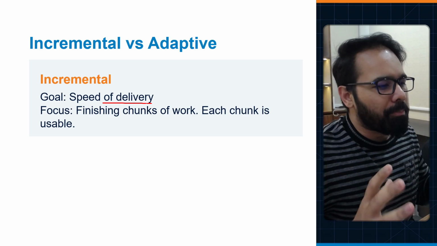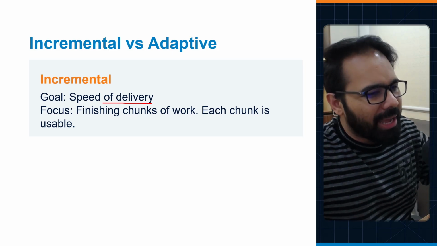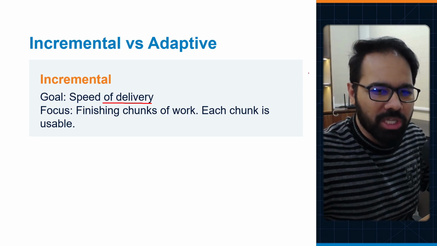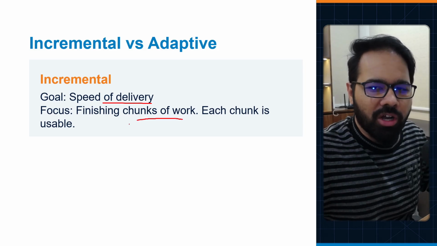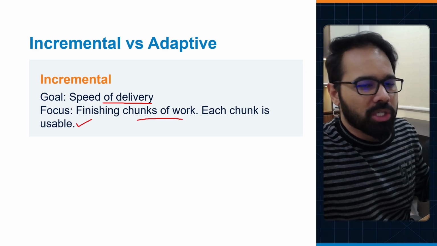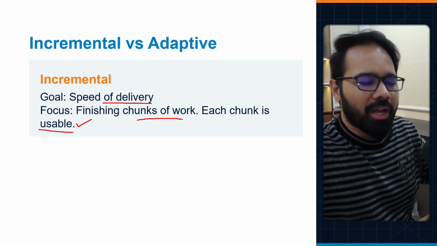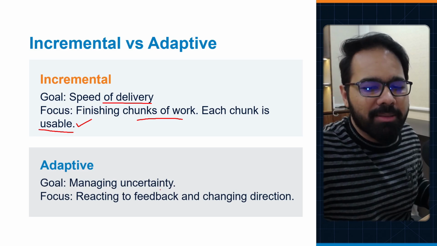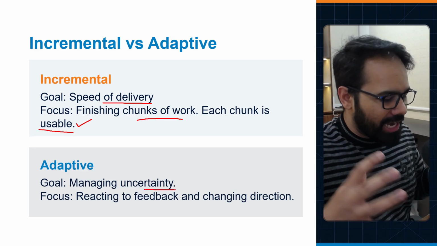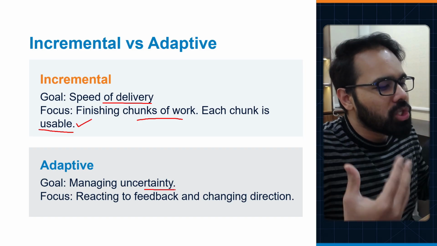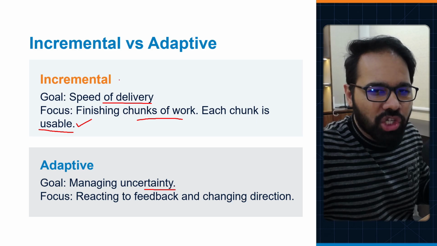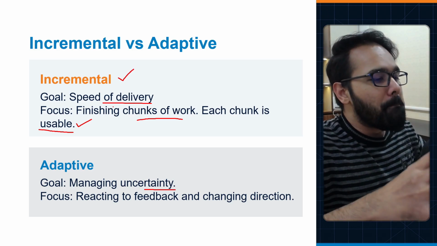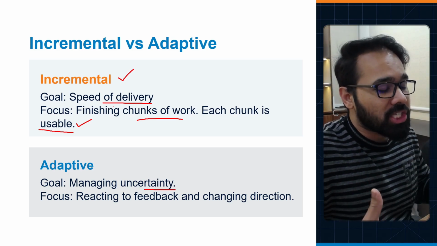You are building the product piece by piece, brick by brick, and each piece is usable by the customer. So the focus here is finishing chunks of work, and each chunk is usable. Remember, it has to be usable. Otherwise, it won't be a chunk. Now, what exactly is adaptive? The goal here is managing uncertainty. Adaptive is not just about how you deliver, because how you deliver, chunk by chunk, is what incremental focuses on. But adaptive is a mindset about changes in your project.